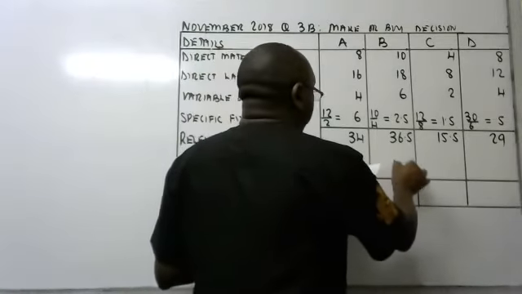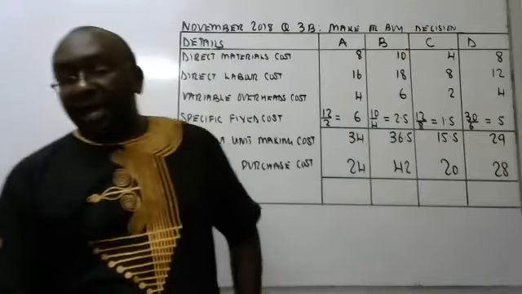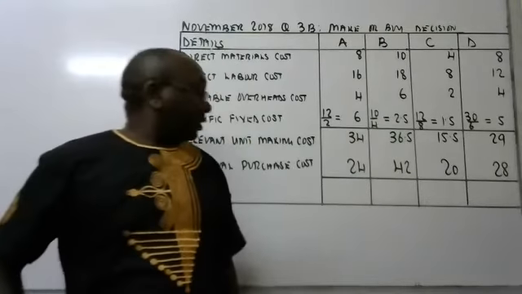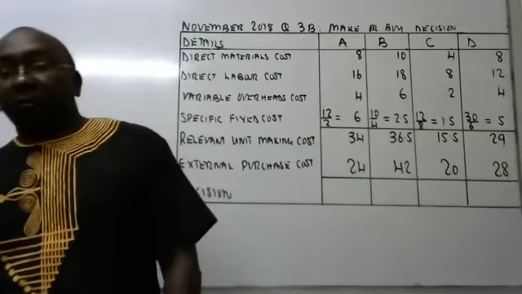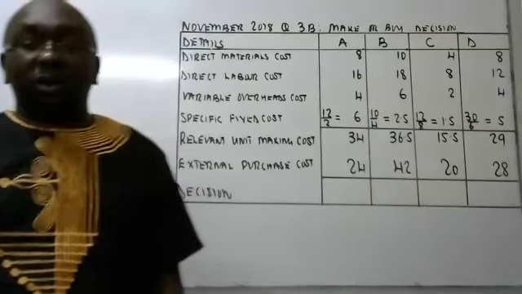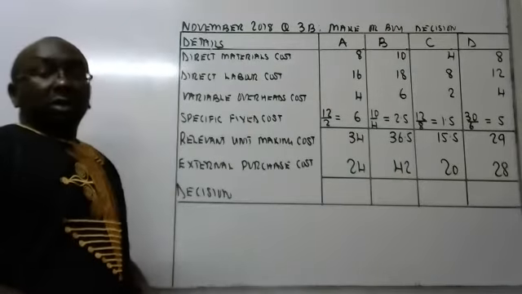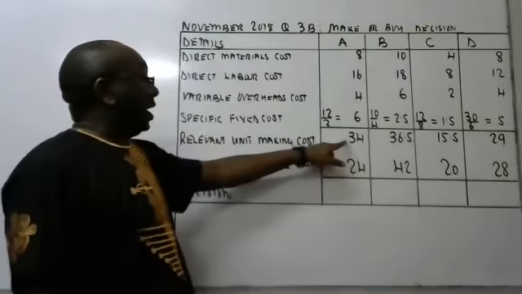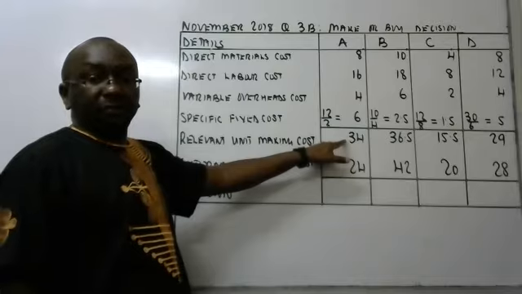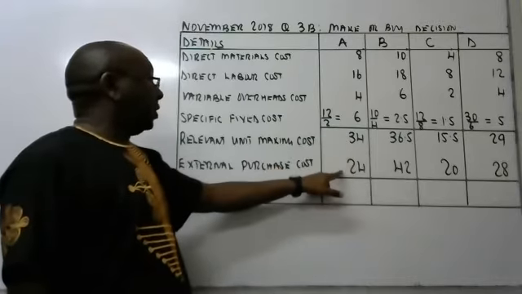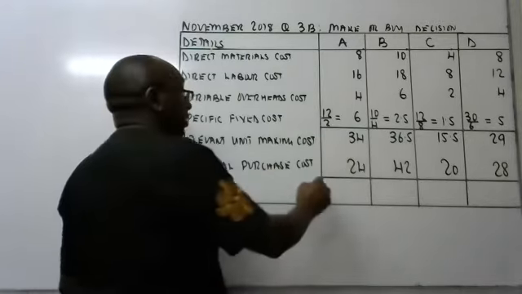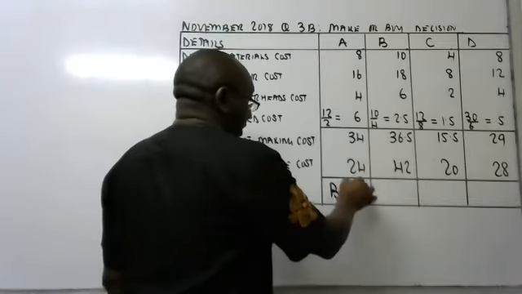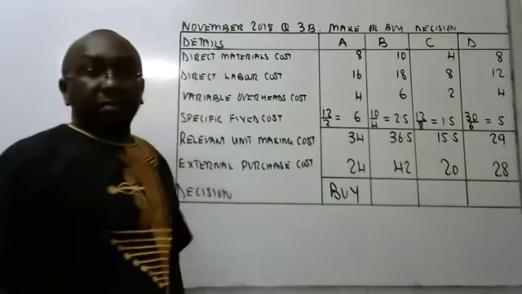Now, the general fixed cost that is given in information 1, that one we shall not consider because a general fixed cost is irrelevant cost. So going by these results, you can see if we decide to make A, we will spend 34. But if we go buying, we will spend 24. So it is better that we buy this one. It's better we buy than we make.